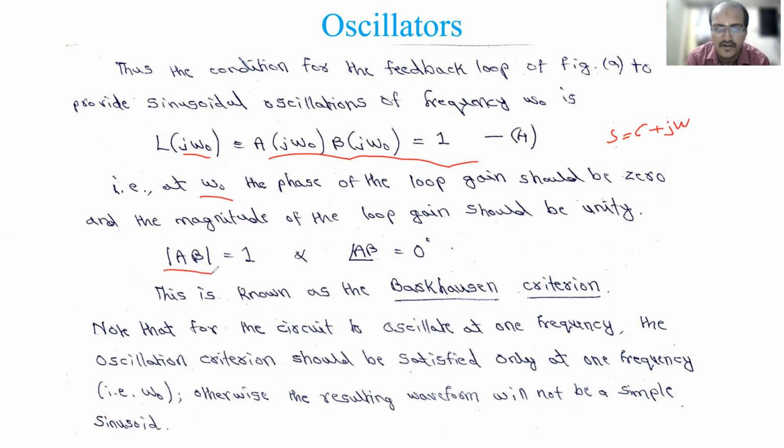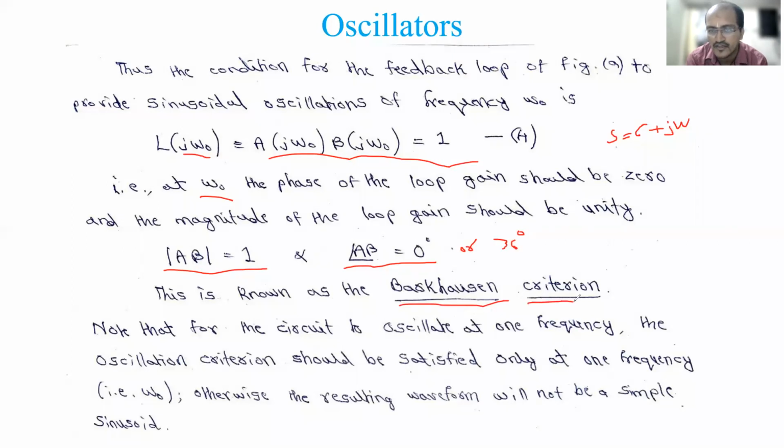The magnitude of A beta should be equal to 1, and the phase of A beta, that is the multiplication, should be 0 degree or 360 degree. That means you start from 0 degree, 90 degree, 180 degree, and you come back to 360 degree, which is again 0 degree, so both are the same. This is known as the Barkhausen criterion, given by the person Barkhausen. He did the research on this and put forth this criteria.